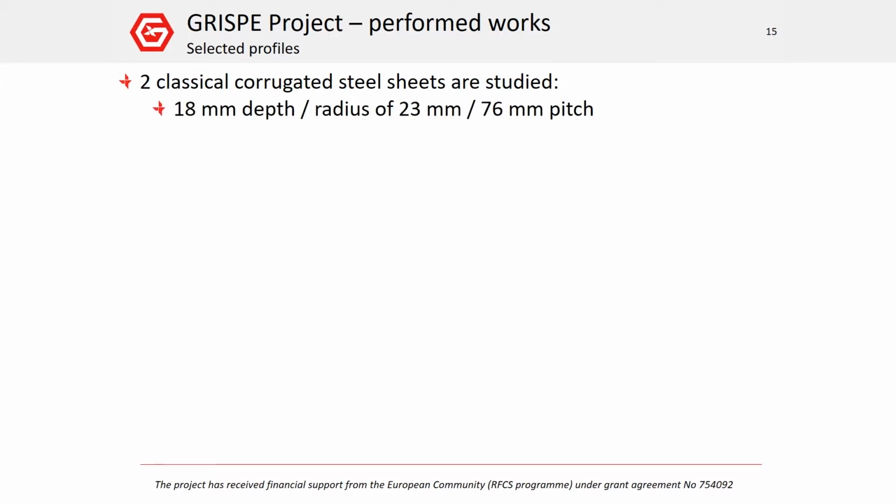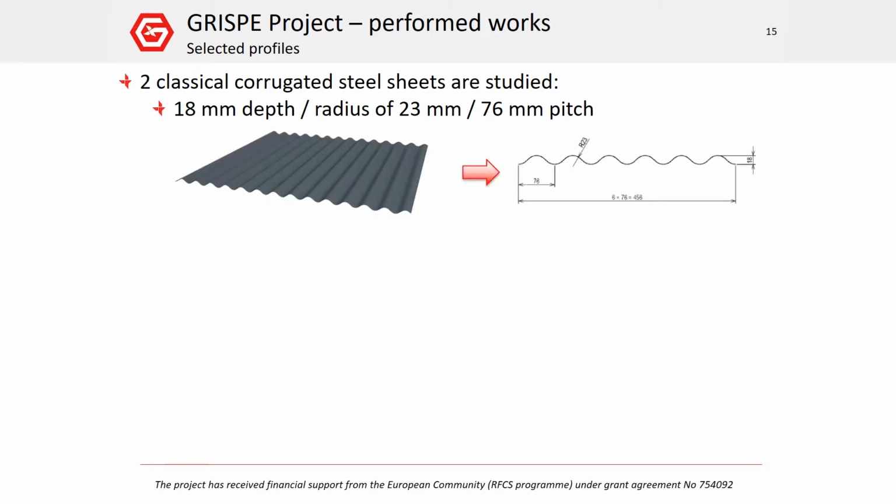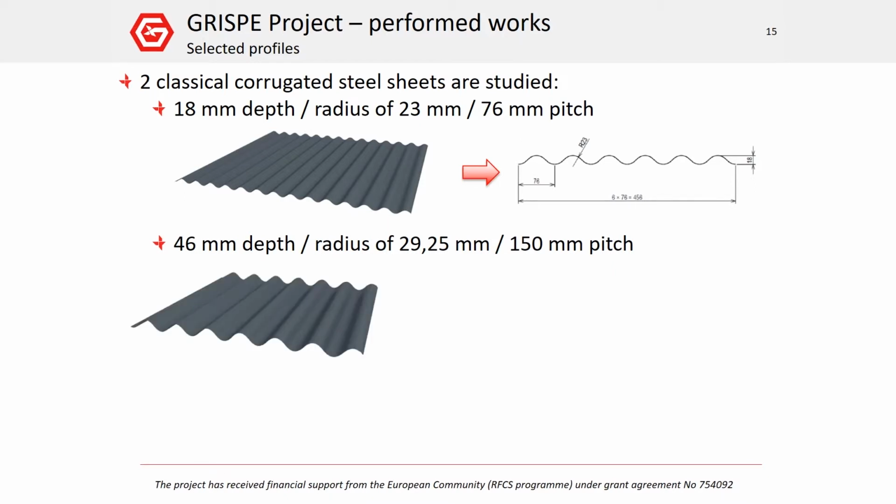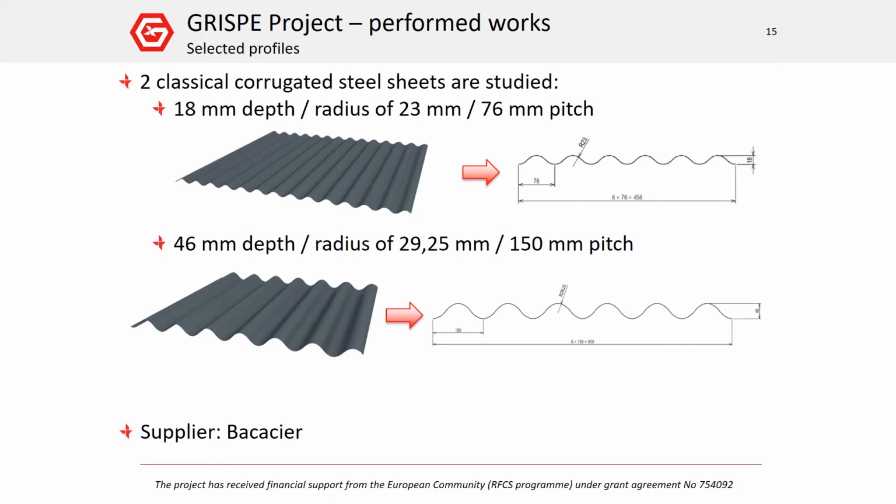The first is the smaller corrugated steel sheet with 18 mm of depth, 23 mm of curvature radius, and 76 mm of pitch. The second presents 46 mm of depth, approximately 29 mm of radius, and 150 mm of pitch. They were manufactured by Bacacier in 2 thicknesses, 0.63 and 1 mm.